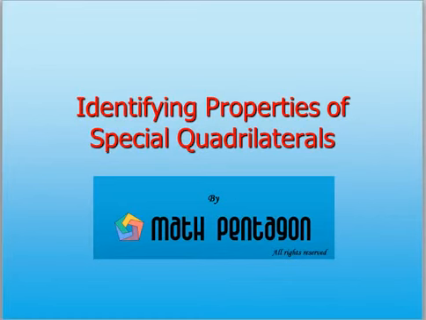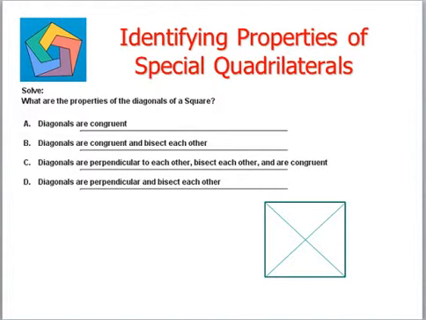Hello and welcome. Our topic for the day is identifying properties of special quadrilaterals. To start with, let's do the first question. It says, solve: what are the properties of the diagonals of a square?